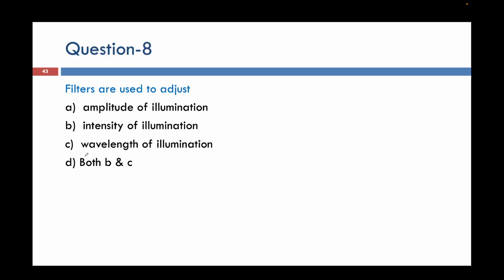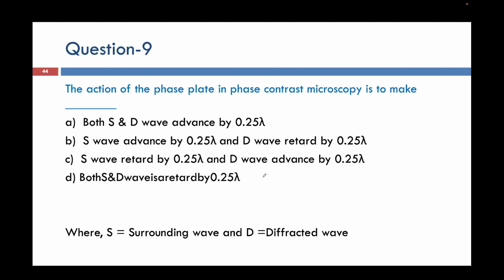It's an easy one. Filters are used to adjust the intensity of the illumination as well as the wavelength of the illumination. So this is the correct answer. They are not used to change the amplitude of the illumination. Okay, and I think this is the last question.